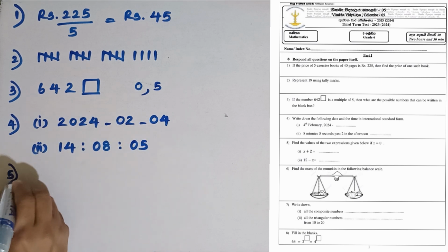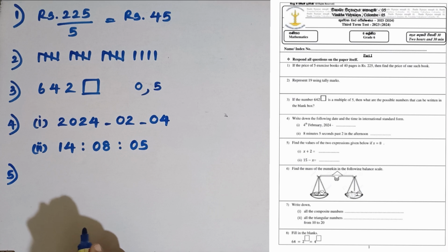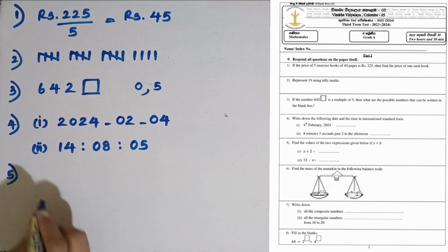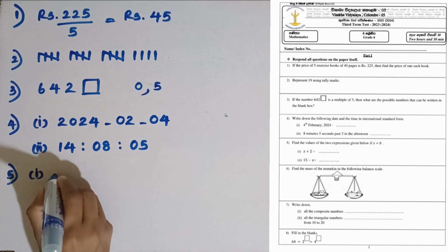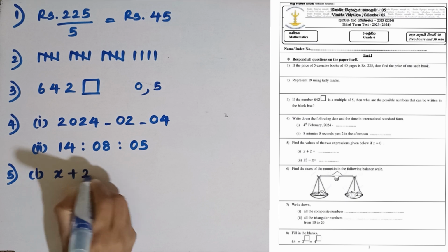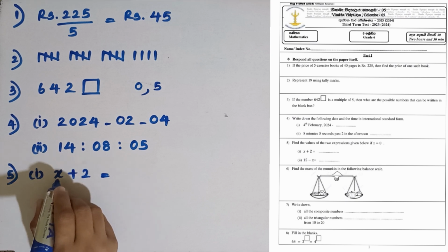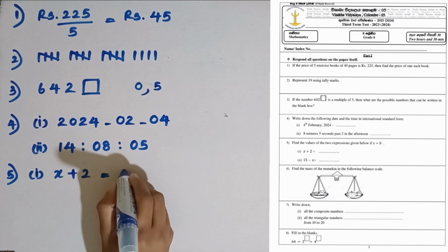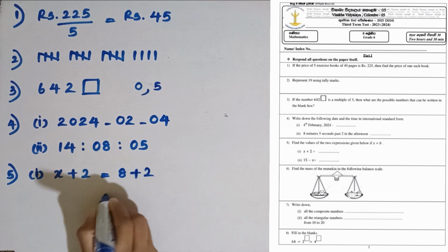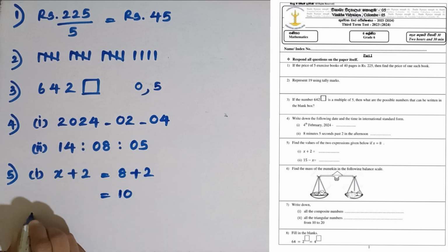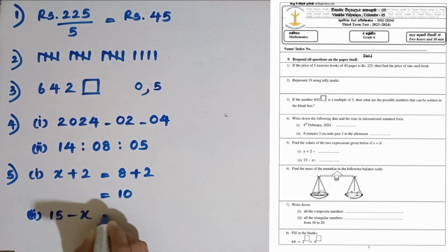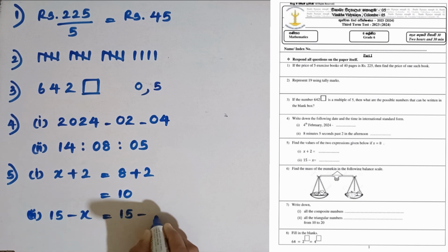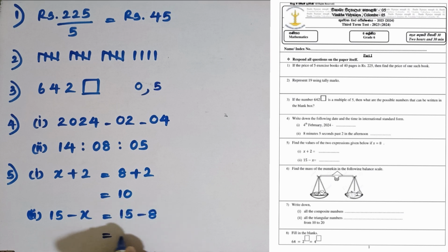Question number 5. Find the values of the two expressions given below if x equals 8. First one, x plus 2. We have to substitute the value of x given for us. x is 8. 8 plus 2. The value is 10. Then second one, 15 minus x. 15 minus 8. The answer is 7.